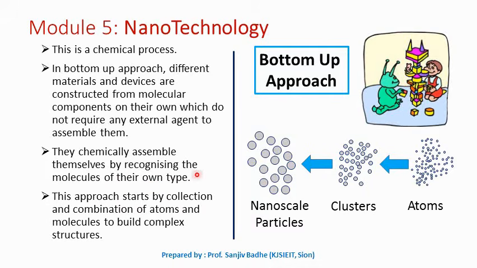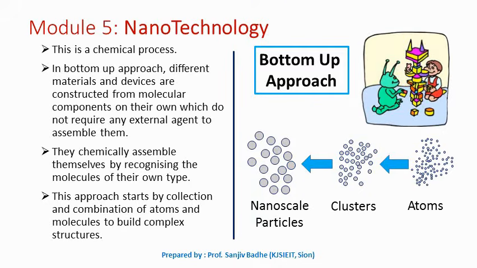This bottom-up approach starts by collection and combination of atoms and molecules to build complex structures. It consists of chemical synthesis such as soft chemical methods and self-assembly of molecular structures. This bottom-up approach is relatively a cheaper approach. So you can see in a bottom-up approach, atoms will come together to form the clusters, and clusters will come together to form the nanoscale particles. So two approaches can be used to produce the nanoscale materials, the top-down approach or the bottom-up approach.